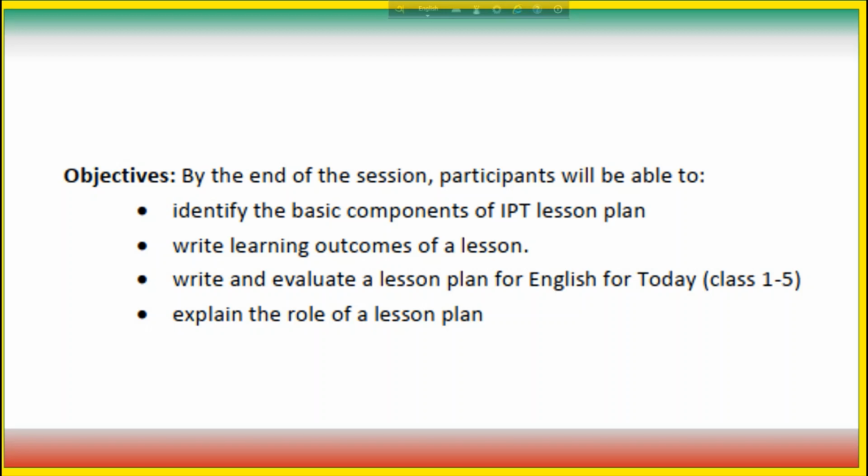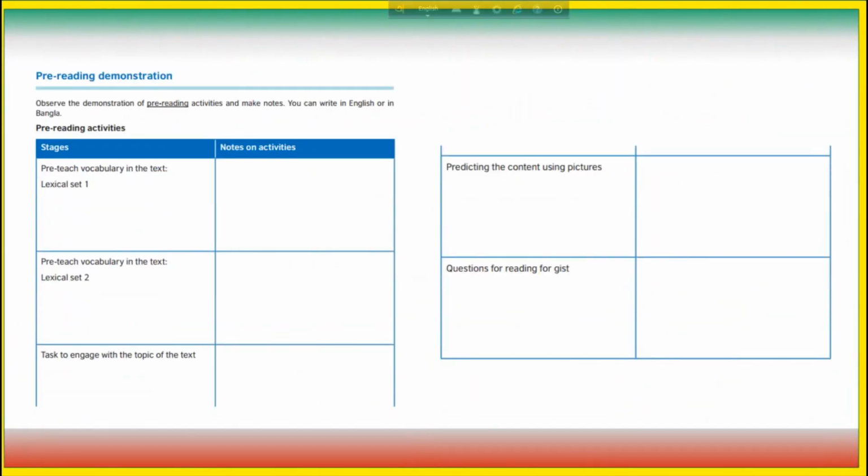Writing learning outcomes of a lesson. Write and evaluate a lesson plan for English for Today, EFT, class 1 to 5. Explain the role of a lesson plan. These are the learning outcomes of this session. From the very beginning, dear honorable teachers, here is a lesson plan picked up from the TMT book. There is a little bit of difference here between the IPT linked lesson plan and the TMT based lesson plan.